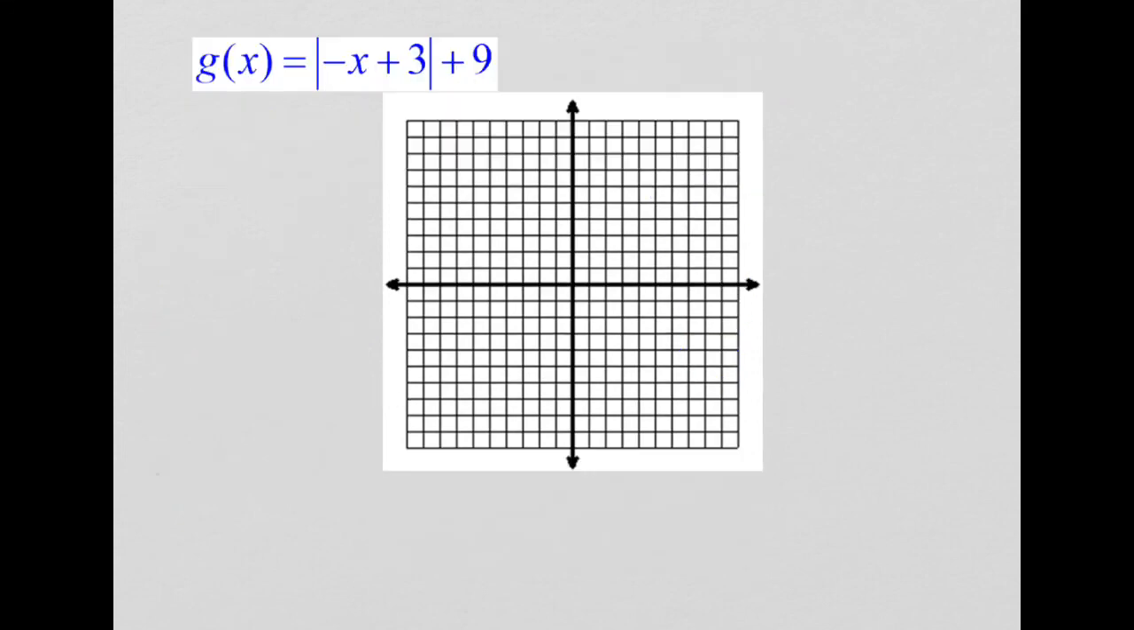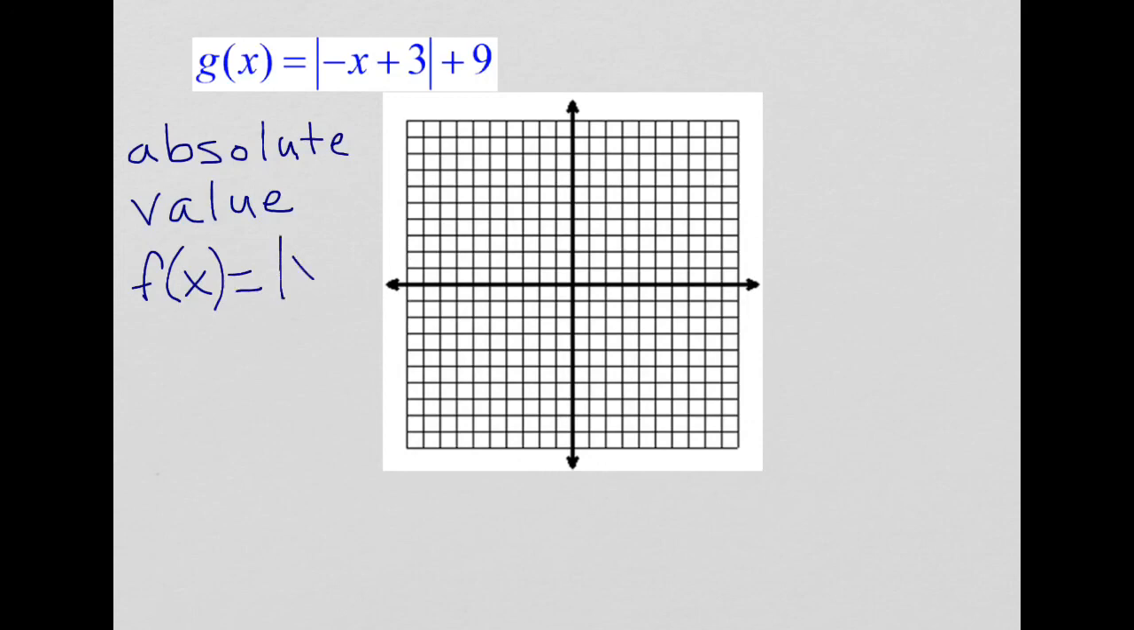Okay, this time we have an absolute value function. Which means that f of x equals the absolute value of x. And that means g of x equals f of negative x plus 3 plus 9.